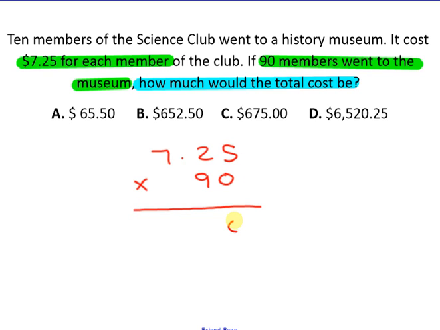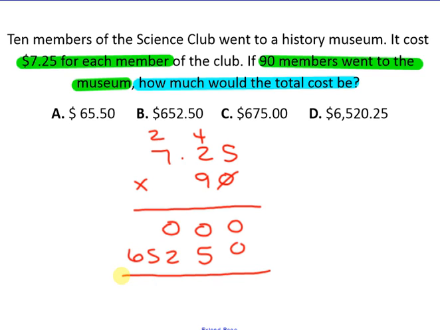So 0 times 5 is 0, 0 times 2 is 0, 0 times 7 is 0. So I'm going to cross out the 0, put a 0 placeholder here. 9 times 5 is 45, so I'm going to put the 5 there, carry the 4. 9 times 2 is 18, plus 4 is 22. 9 times 7 is 63, plus 2 is 65. Now I'm going to add them all up. 0 plus 0 is 0, 0 plus 5 is 5, 0 plus 2 is 2. Bring down the 5, bring down the 6.